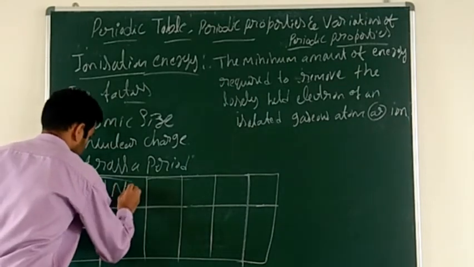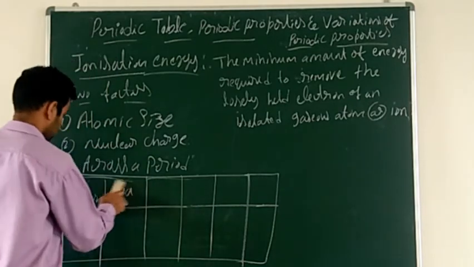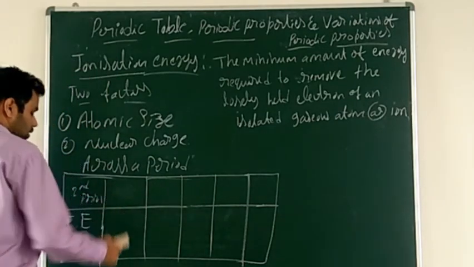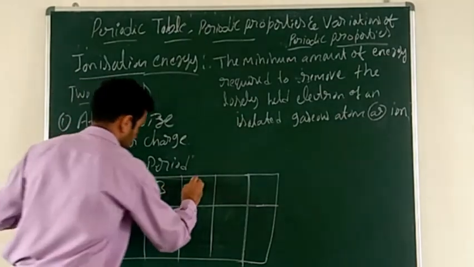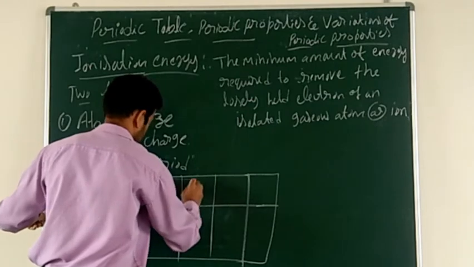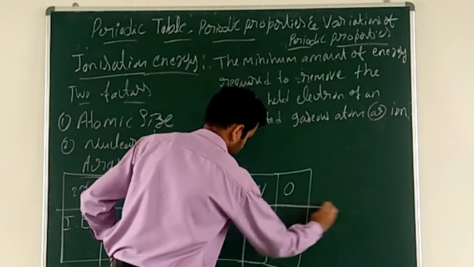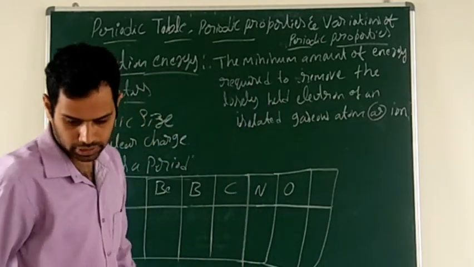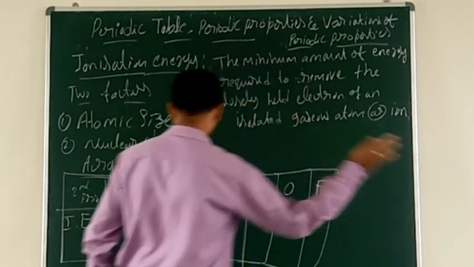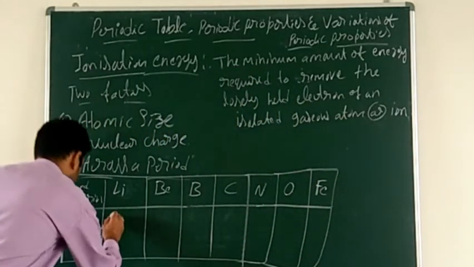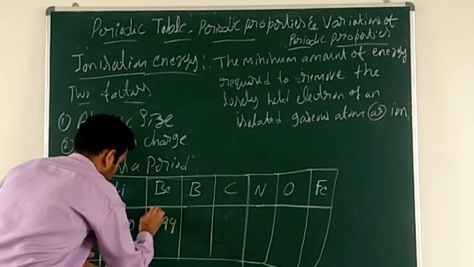Second period: lithium, beryllium, boron, carbon, nitrogen, oxygen. One more is there, that is fluorine, and neon. Now, what will happen to the ionization energy? The first one, lithium, 520, 899.